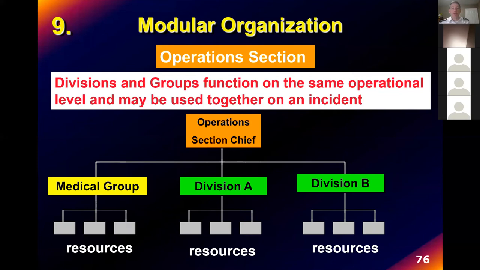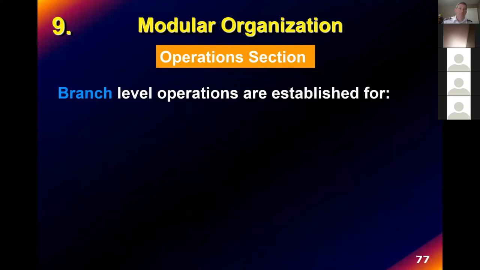Division and group supervisors do not have support personnel like a deputy or assistant, and they will report directly to the incident commander unless an operations section chief or a branch director has been established, right? So if there is no operations section chief, you may end up having a medical group going straight to the incident commander. But again, like unity of command, like we talked about, they will have one supervisor, and they need to know who that is.